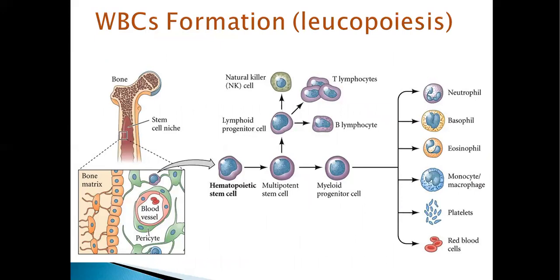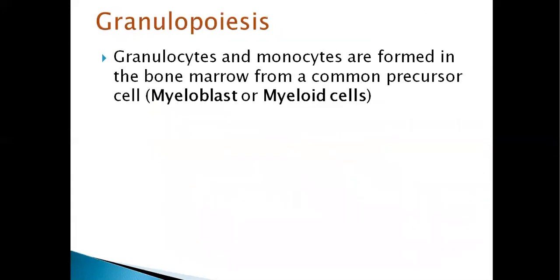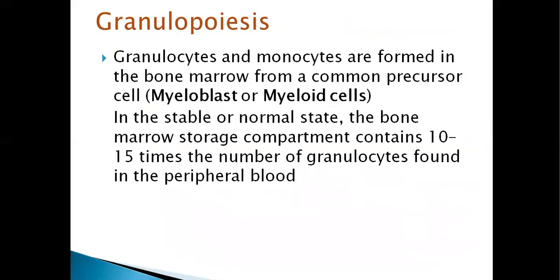And this is leukopoiesis, which is the white blood cell formation process from bone marrow until reaching the blood circulation. Granulopoiesis: granulocytes and monocytes are formed in the bone marrow from common precursor cells, myeloblasts and myeloid cells. In the stable or normal state, the bone marrow storage component contains 10 to 15 times the number of granulocytes found in the peripheral blood.